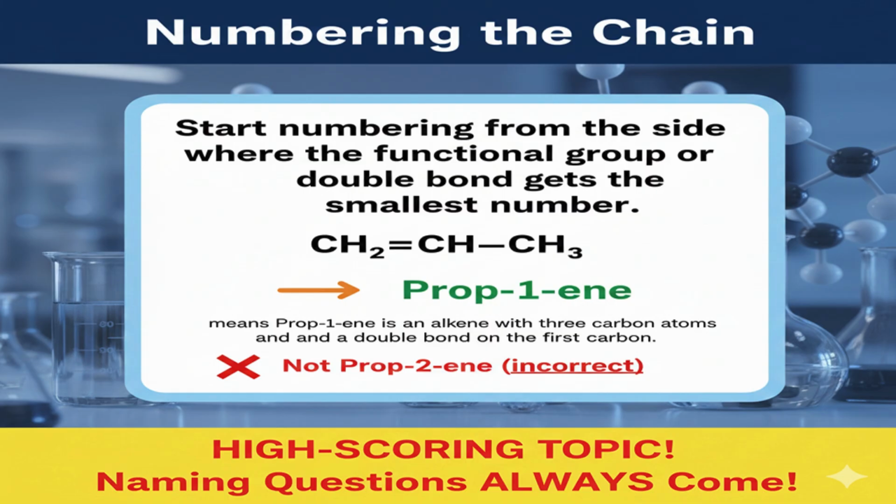Start numbering from the side where the functional group or double bond gets the smallest number. For example, CH2=CH-CH3 is prop-1-ene, an alkene with 3 carbon atoms and a double bond on the first carbon. Not prop-2-ene, that is incorrect. This is a high scoring topic and questions always come from naming.